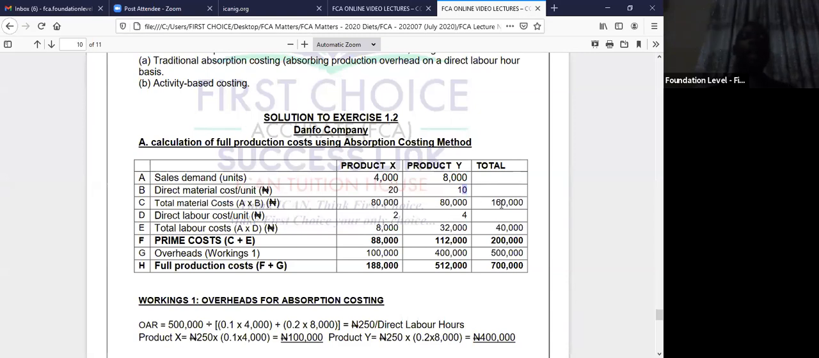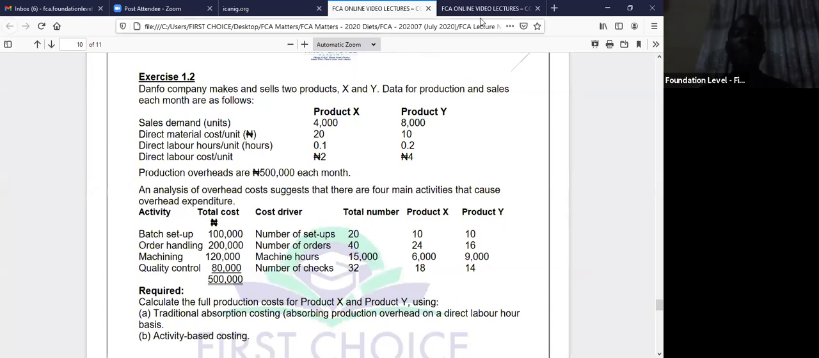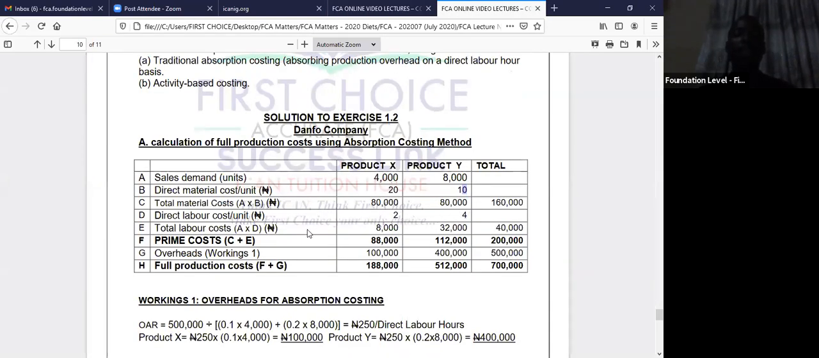That's fine. Now, your direct labor cost, we were told it is 2 naira per unit and 4 naira per unit. These are the things we did. For the labor cost, we multiply the sales: 4,000 multiplied by 2 will give you 8,000. Here, 8,000 multiplied by 4 will give you 32,000. If you add them together, you get 40,000. That's beautiful. Now, when you add your direct material and direct labor, you get 88,000.